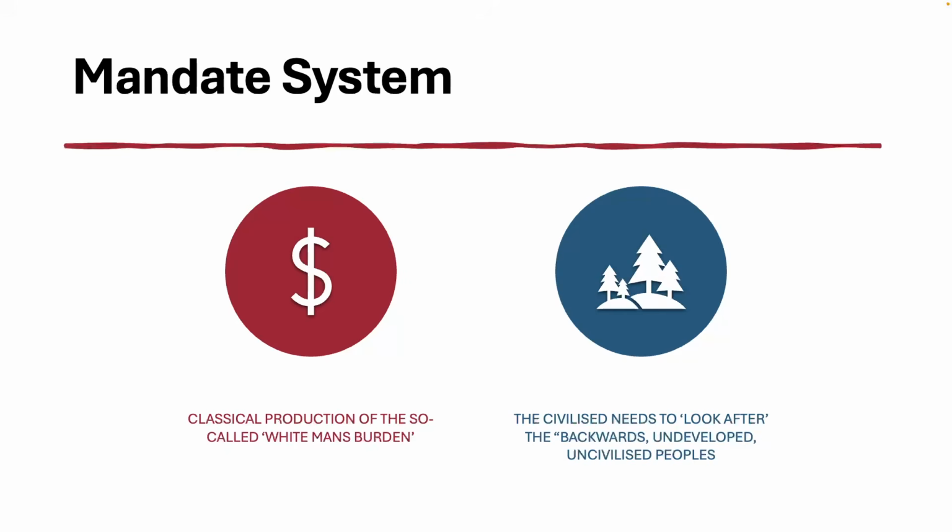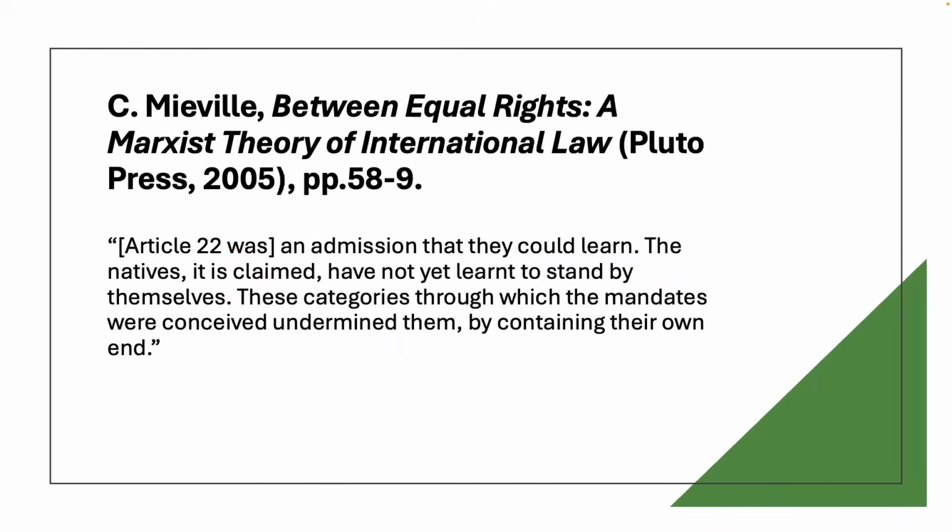It's quite convenient for those imperial empires that still existed, Great Britain, France, for example, that they would essentially take on the so-called white man's burden through this basically soft form of colonial control and domination that is legitimized through an international organization. According to Mivel, Article 22 was an admission that they could learn. The natives, it is claimed, have not yet learnt to stand by themselves. These categories through which the mandates were conceived undermined them by containing their own end.